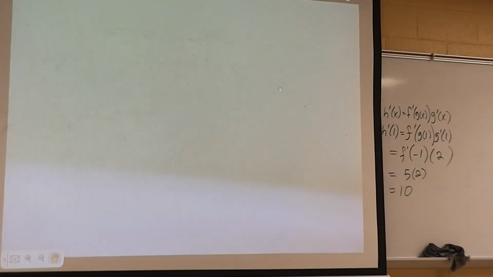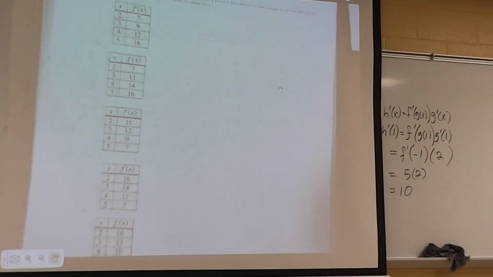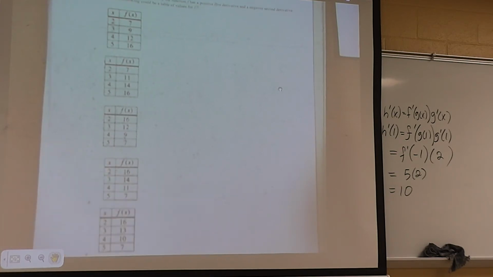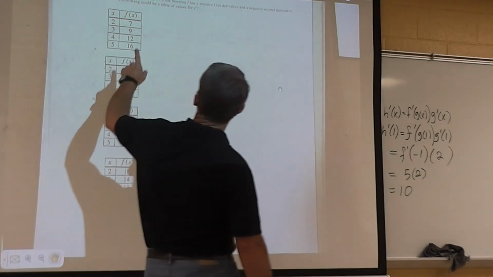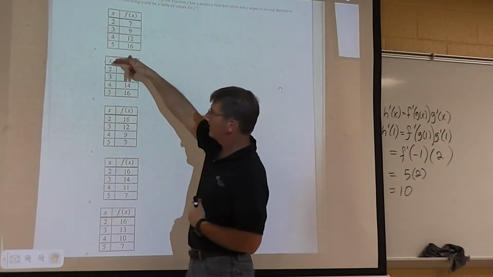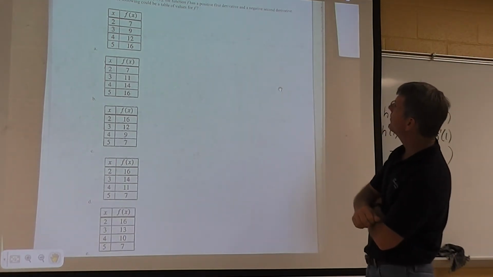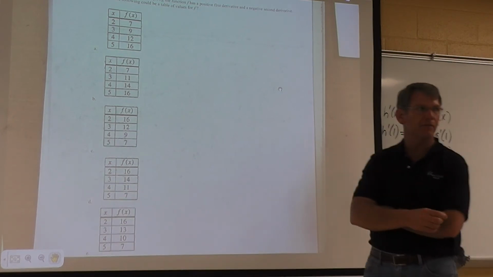Whoa. I'm not going to get this whole thing on the page. Let me read this for the guys on the video because you'll never be able to see this, I don't think. For all x in the closed interval 2 to 5, and each of our tables goes from x equals 2 to 5, the function f has a positive first derivative and negative second derivative. Which of the following could be a table of values for f?